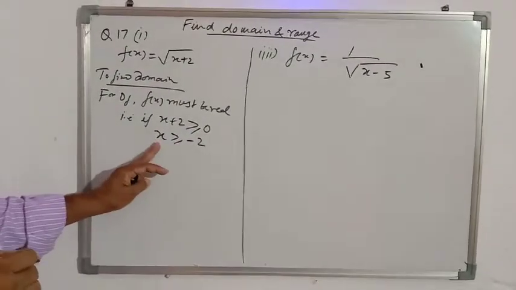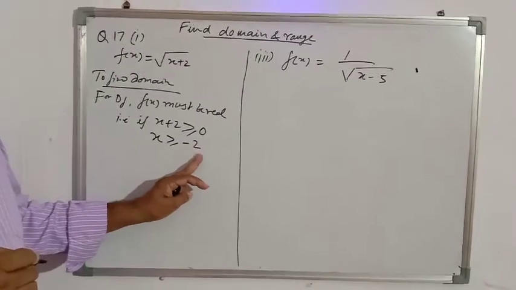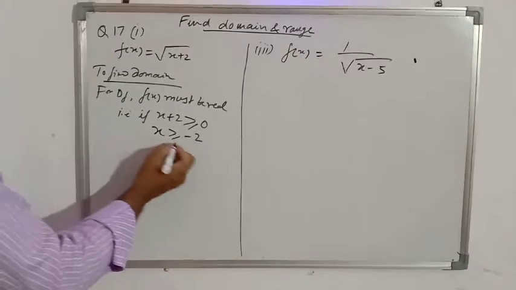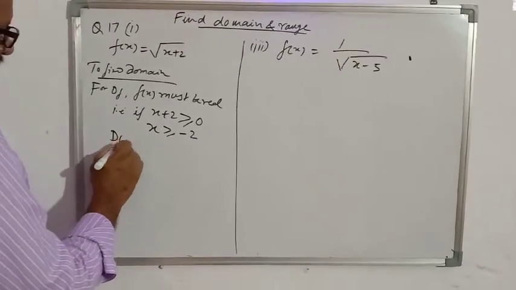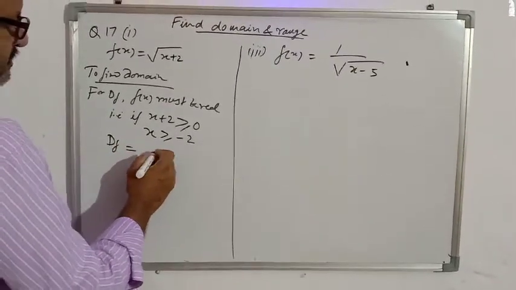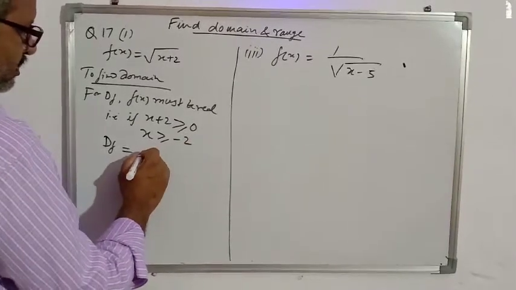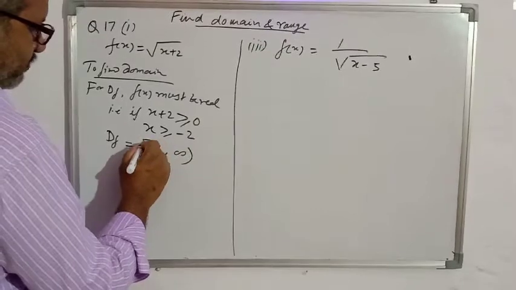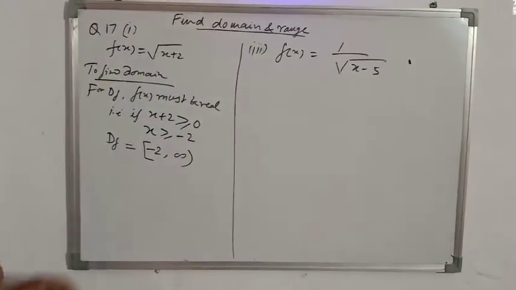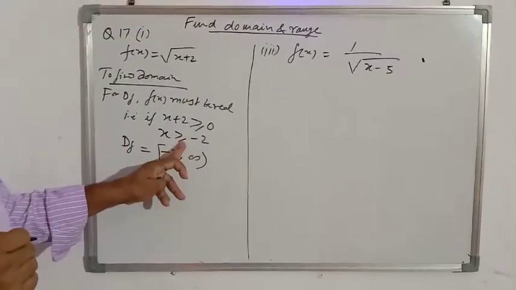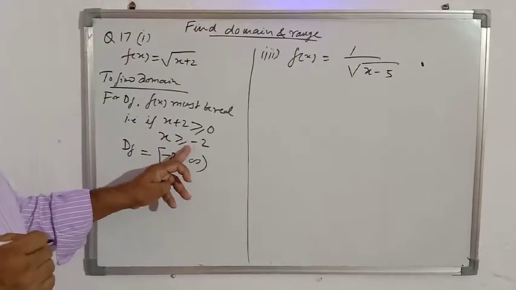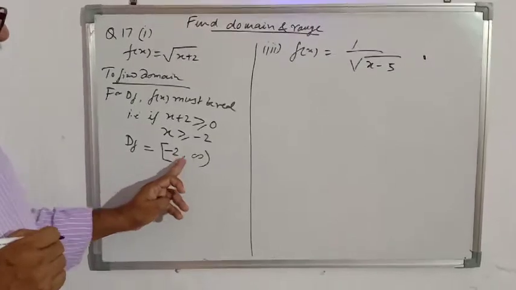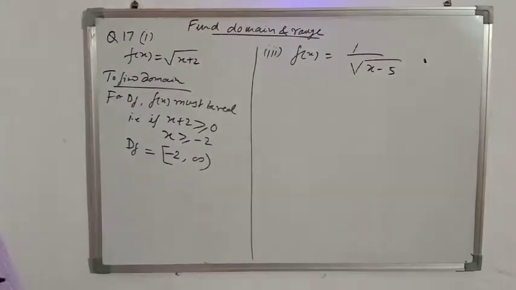So what is the value of x? Greater than or equal to minus 2. x means domain and f(x) means range. So the domain of the function is minus 2 to infinity. We put a closed interval on the side of minus 2 because the equal to sign is also given, so minus 2 is included here. So minus 2 to infinity is the domain of the function.